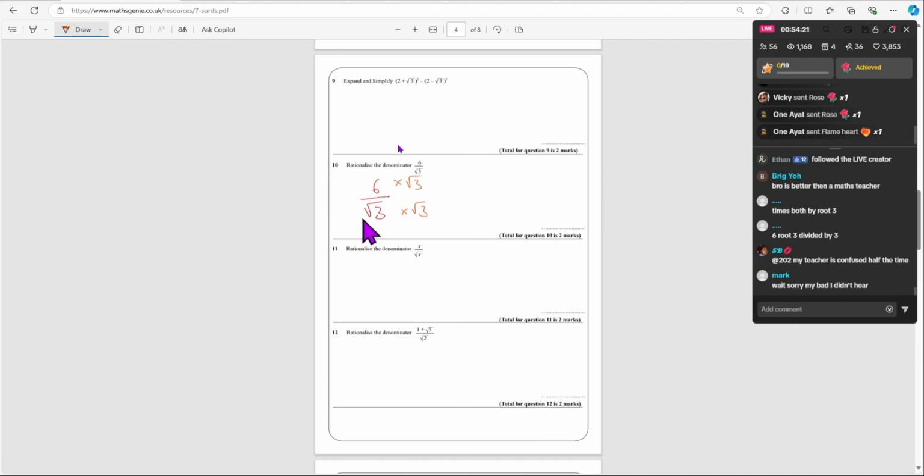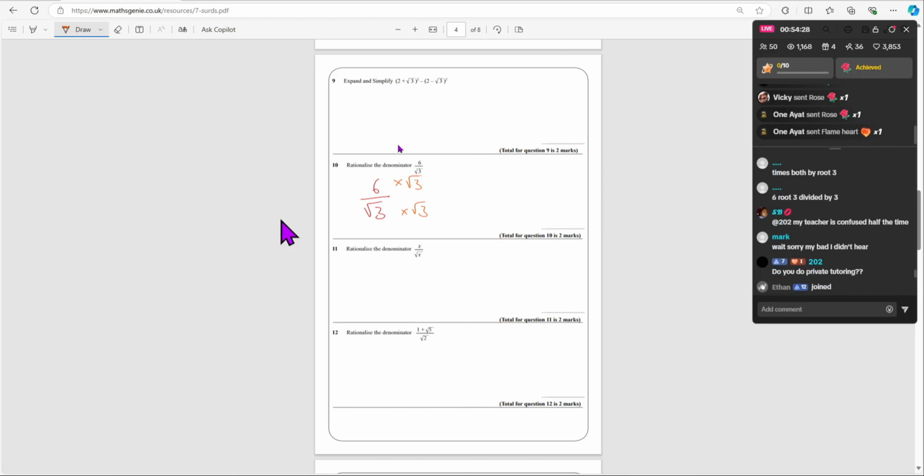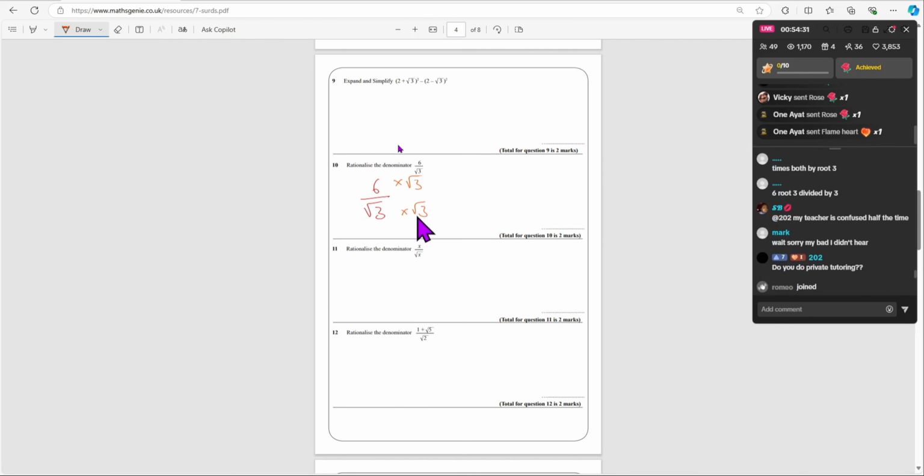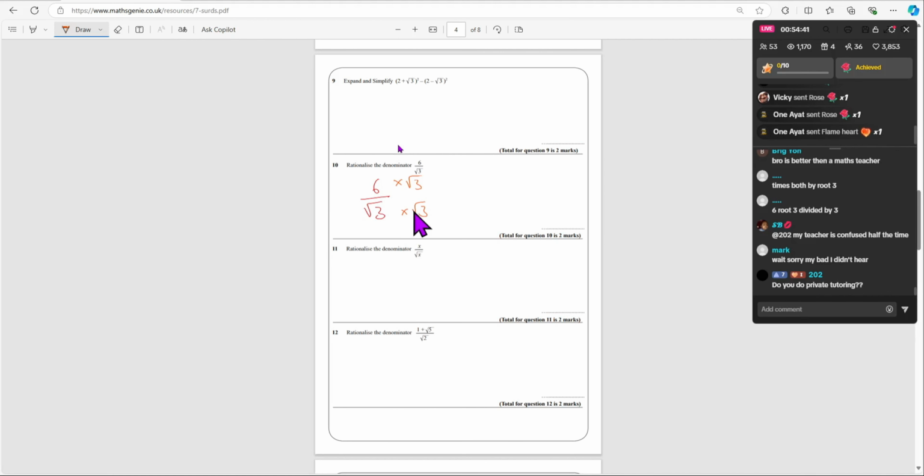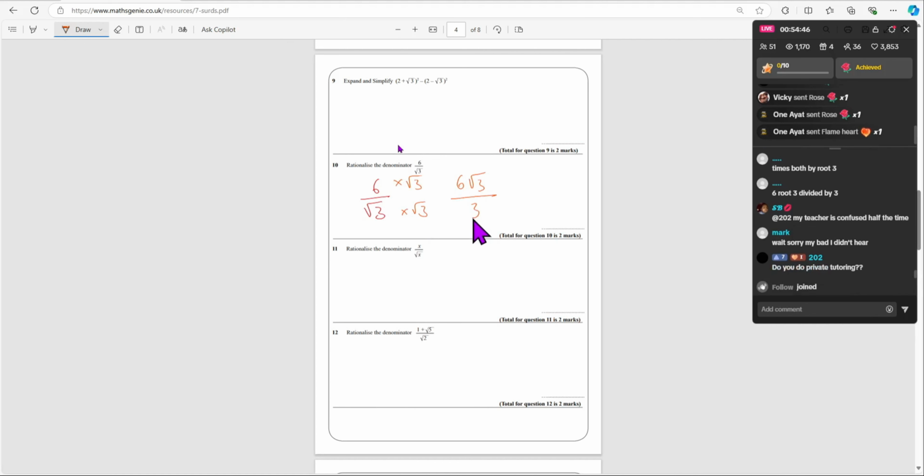So, rationalizing the denominator just means getting rid of the root sign, okay? Getting rid of the root sign. So, what we're going to do, you guys know that when we multiply two roots together which have the same number on the inside, the roots cancel each other out. So we're going to do the same. So we're going to times it by root 3 and times the top by root 3. So we're going to get 6 root 3 over 3.